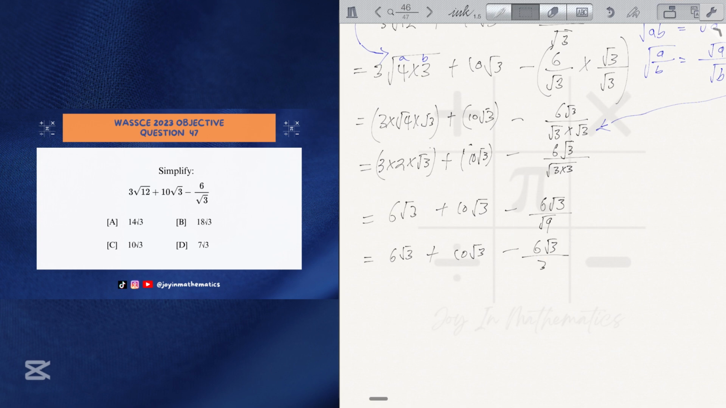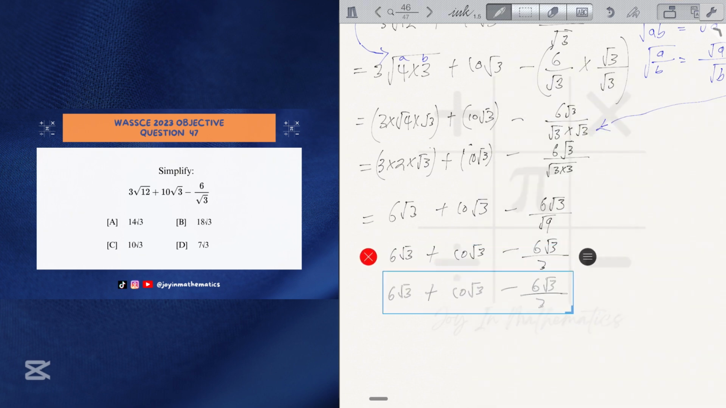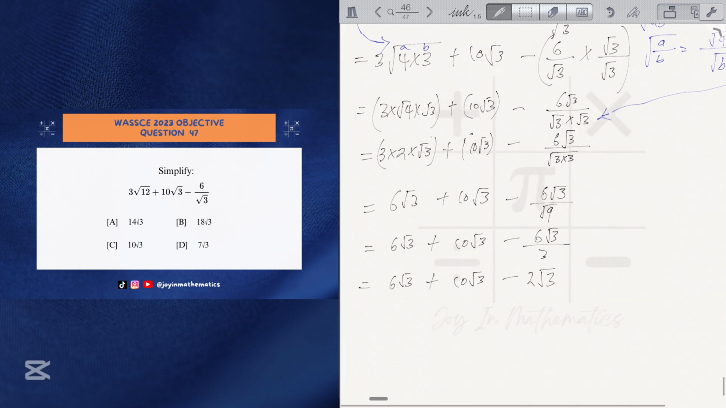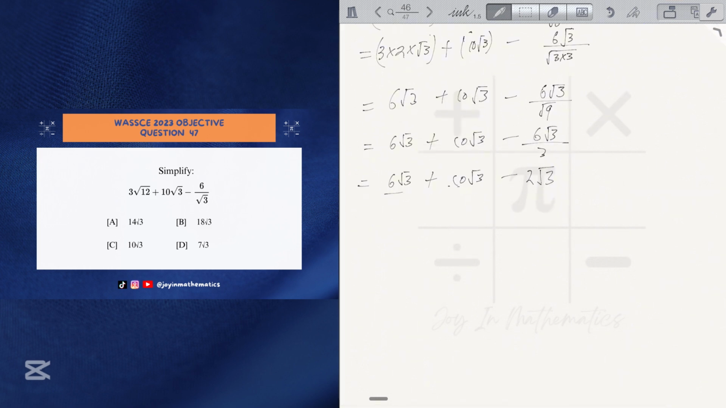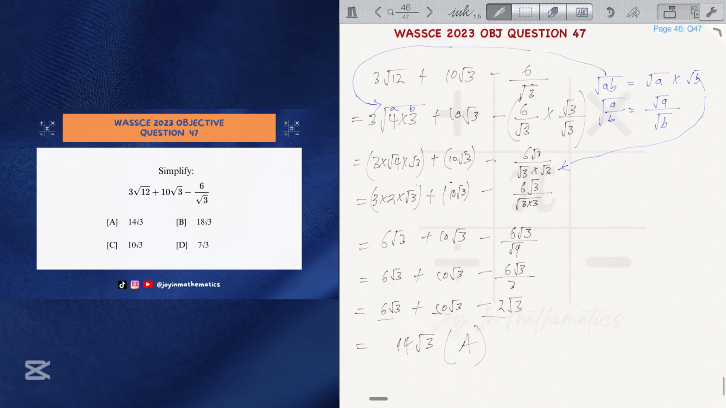So let's just duplicate this for ease, and then we will have it to be equal to 2 root 3. So now we have 6 plus 10 minus 2. 6 plus 10 is equal to 16, minus 2 is equal to 14. So we have the final answer to be 14 root 3, which is equivalent to option A. So you can see we applied the basic rule of surds in both cases.